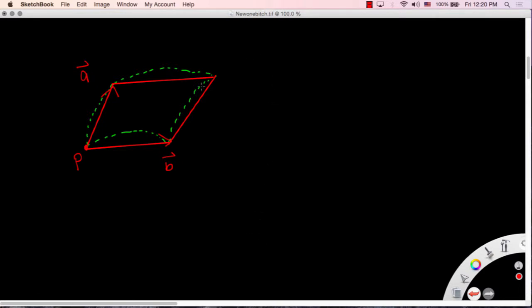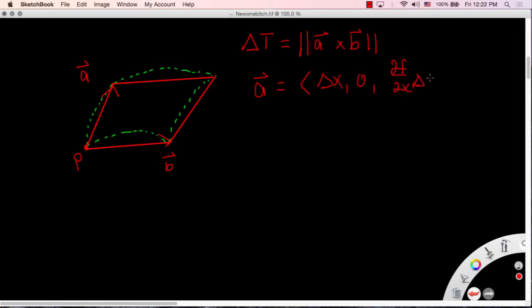Okay, and we'll call this red area here delta T for tangent plane. And it'll be the magnitude of the cross product between A and B. Now, if you refer back to a section on partial derivatives, you'll know that the components of this vector A will be delta x, 0, partial f, partial x, delta x. Okay, and B will have components 0, delta y, partial f, partial y, delta y.